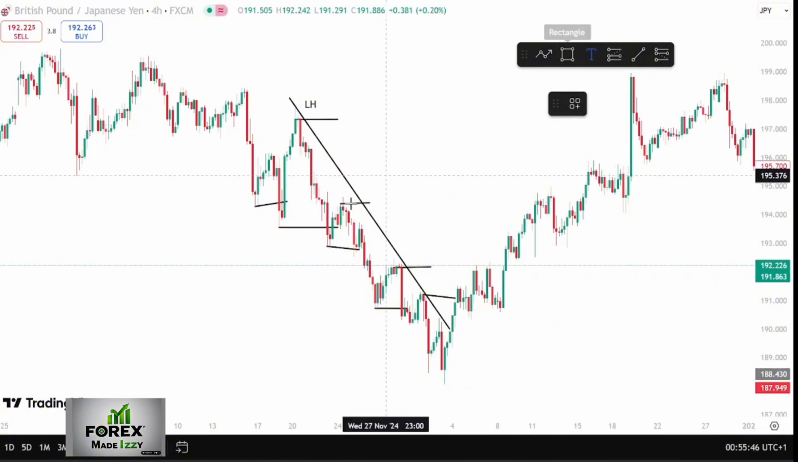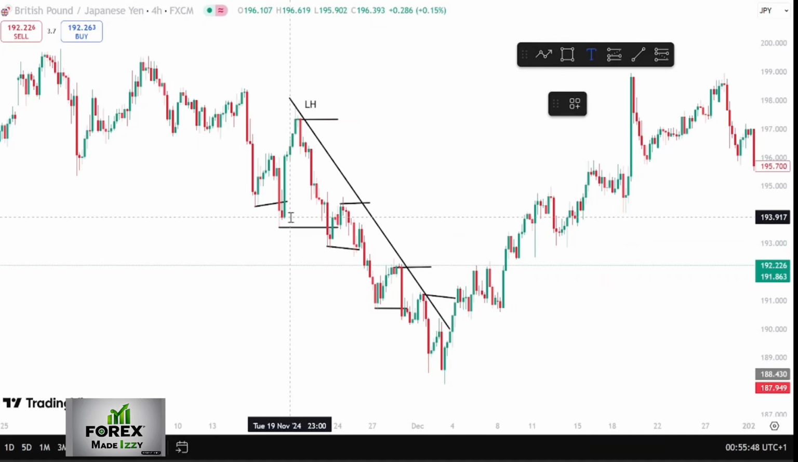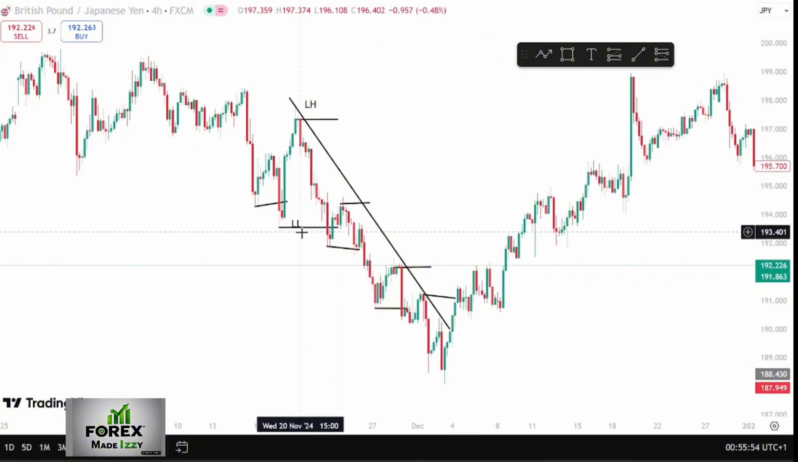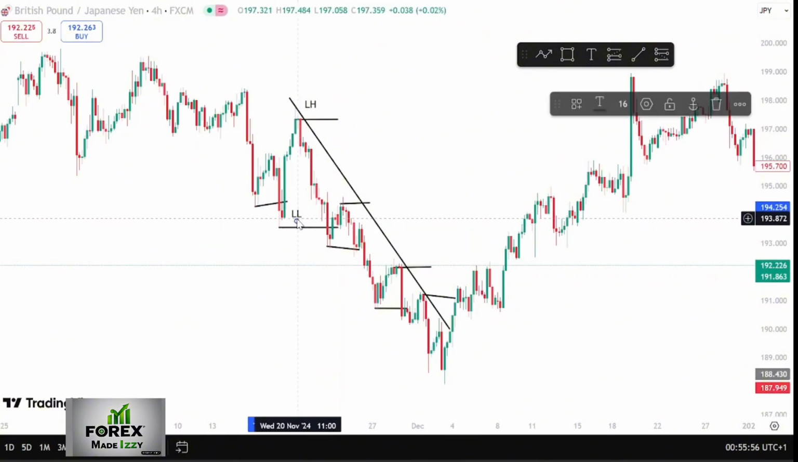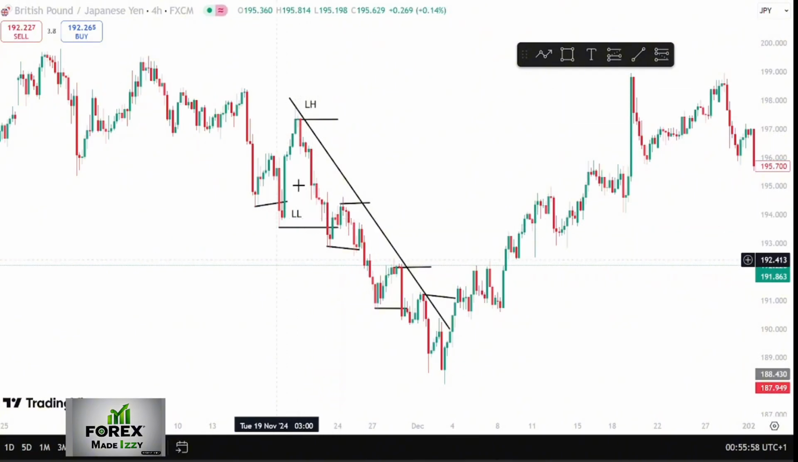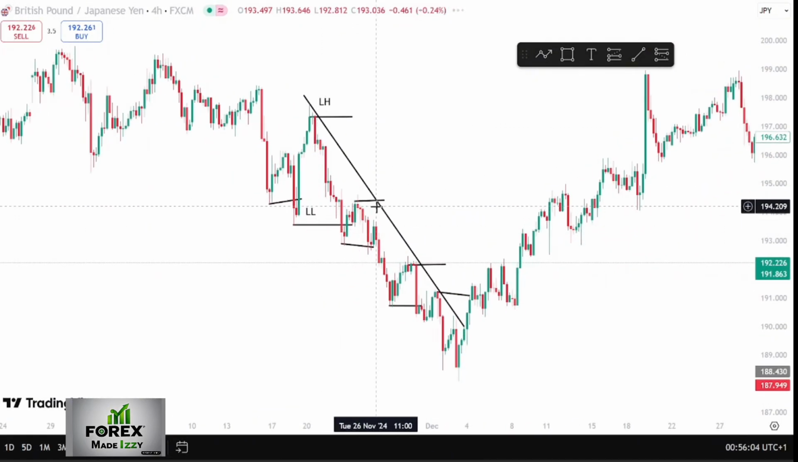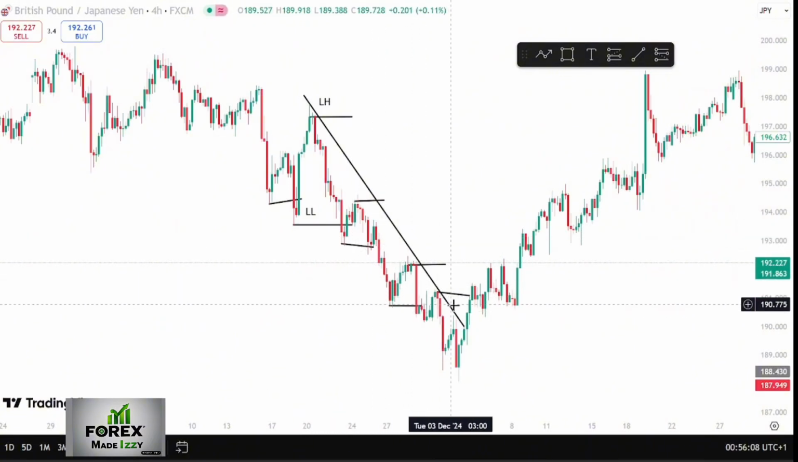Then this is what? Our lower low, right? So just for those of us that didn't get it, we can see that this is our lower high and this is our lower low. So this will also be our lower high, then lower low, and around there was the point of reversal.